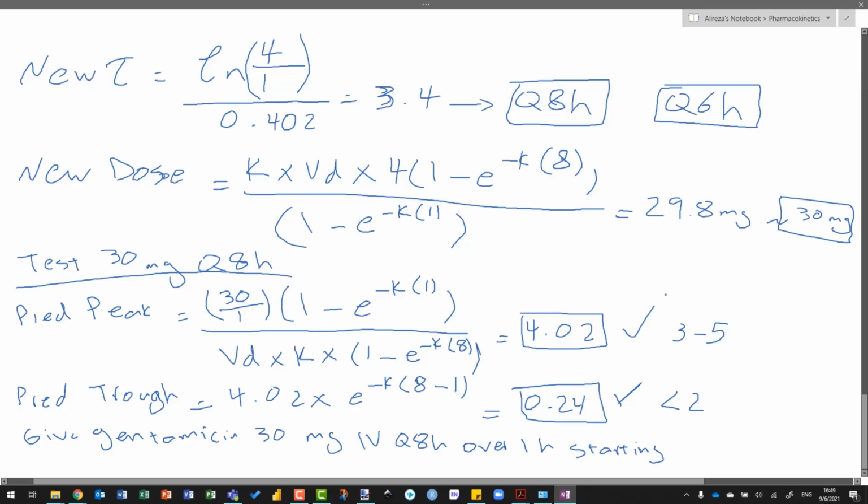And because the trough previously was not toxic, we don't really have to calculate a new time for the next dose. So we basically say starting at the time of next dose from previous regimen. So basically 8 hours after the previous dose.